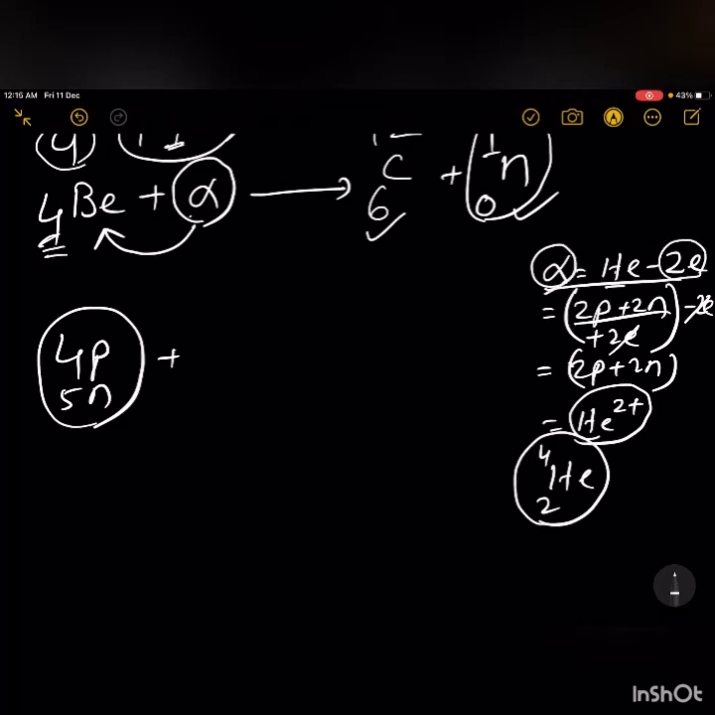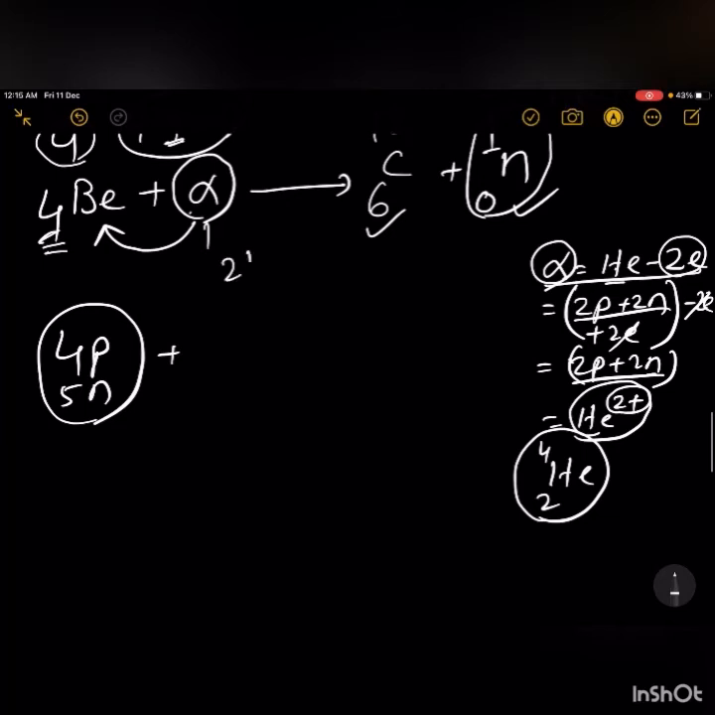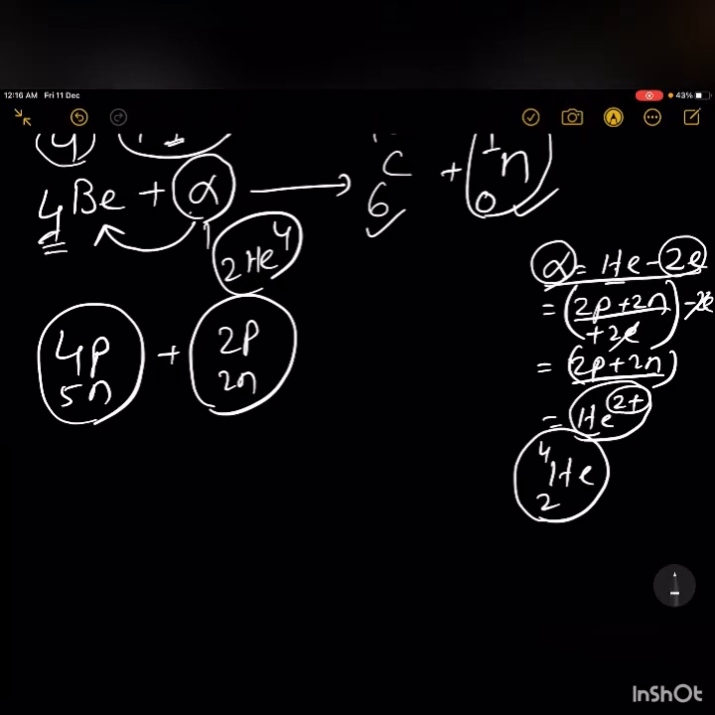So alpha particle has 2 positive charge on it and it has 2 protons and 2 neutrons. So this alpha is 2He4 and it contains 2 protons and 2 neutrons that you have seen over here. When this alpha is bombarded on beryllium foil, it gives 6C12. How?